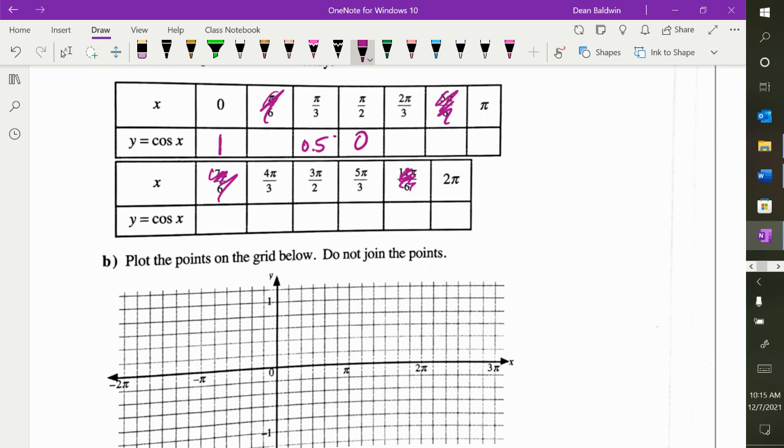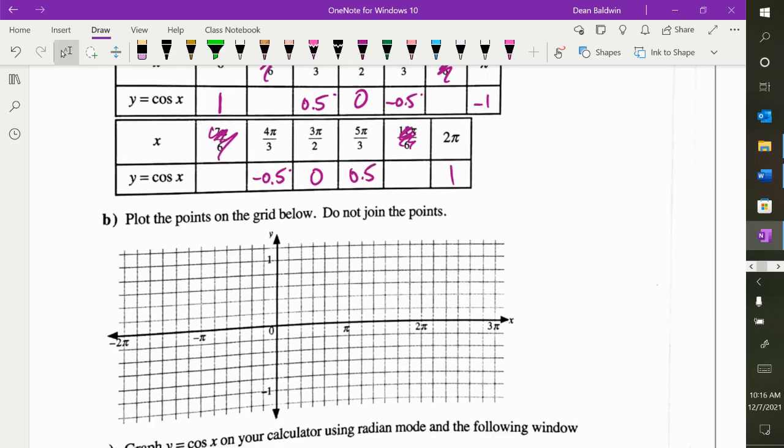What is cos of 2 pi over 3? What's 2 pi over 3? That's 120. So what's cos of 120? Negative 0.5. What's cos of pi? Negative 1. What's cos of 4 pi over 3? Is it negative 0.5? What's 3 pi over 2? It's 0. And 5 pi over 3 is 0.5, and 2 pi is 1.